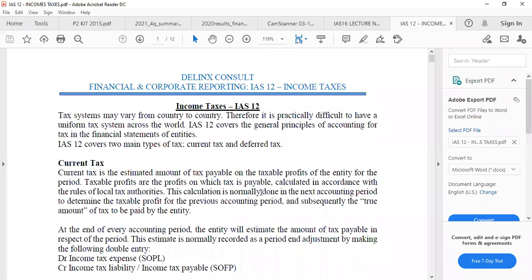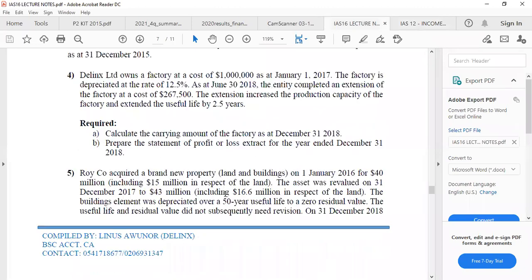The same value. Okay, so you can do it anyhow. You can take the annual depreciation, multiply by the remaining useful life of the asset, because the depreciation will be spread over the years. Okay, so what is the first question? Calculate the carrying amount of the factory as at what?